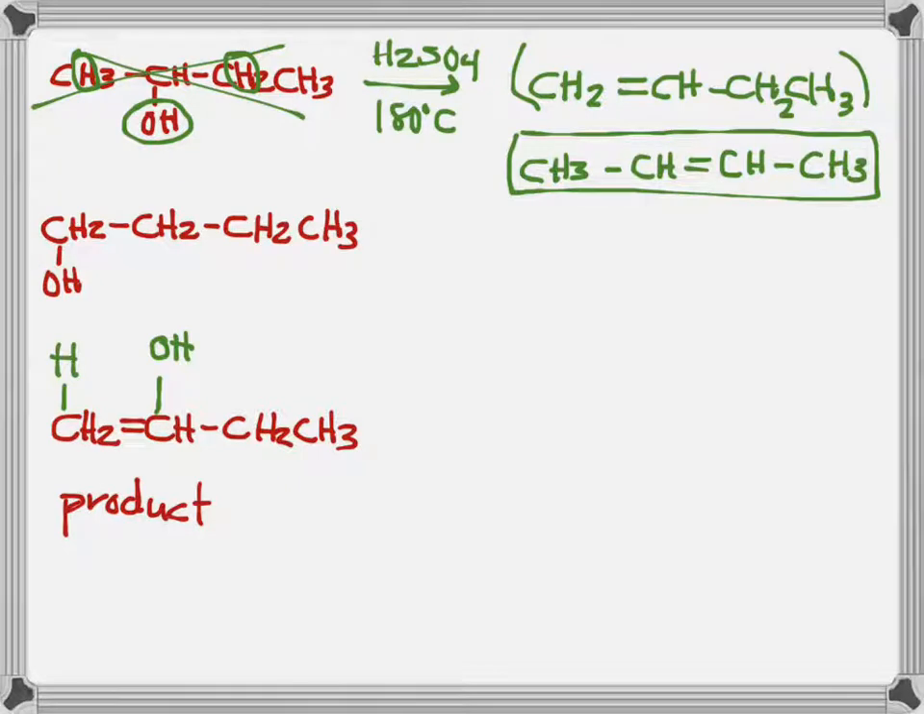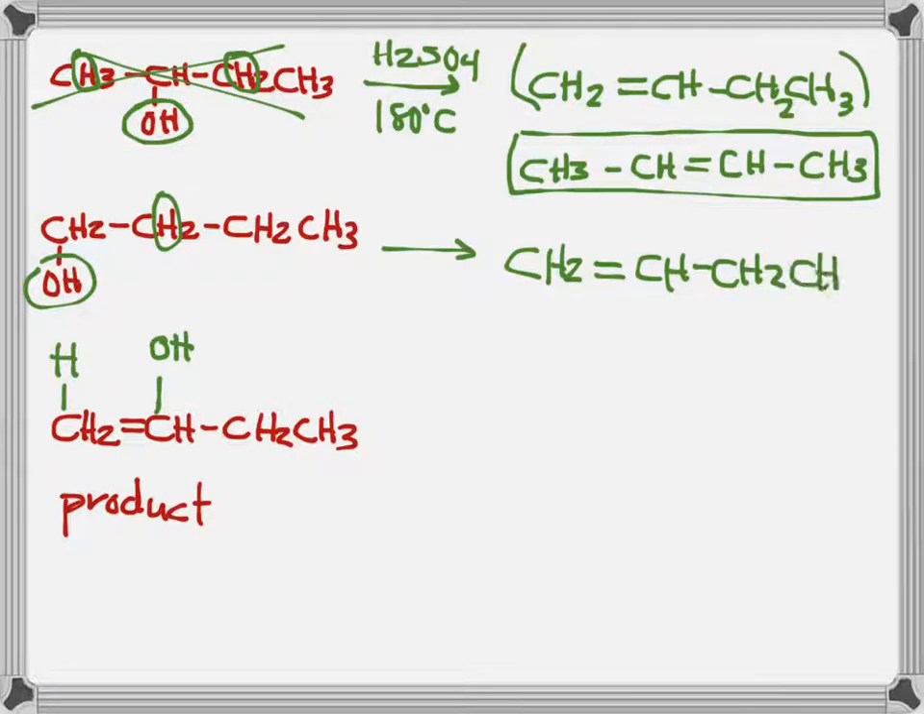The second one, when we do the same thing with the acid and the temperature, we're going to take off the hydroxyl group and a hydrogen on the neighboring carbon. There's only one neighboring carbon. And so we're going to get the product that we want. We're going to get CH2 double bond CH, CH2, CH3. Does that make more sense now?